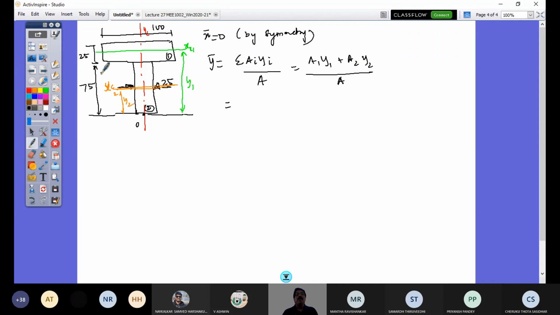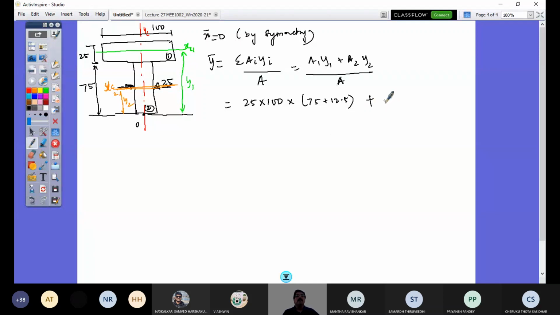So what is my a1? Area is 25 by 100 plus a2. 25 by 100 is the area, multiply that with y1. So y1 is from here. This height is 75 plus half the height of this 25. So that would be 75 plus 12.5 is what is y1.